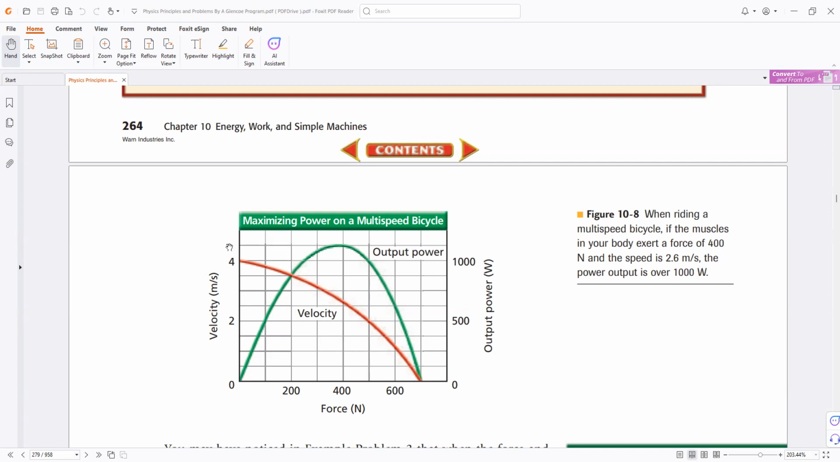If you check your maximum power on a multi-speed bicycle, everybody, the velocity is 4 meter per second, for example. If you are at 0 meter per second and the power keeps increasing, the force keeps increasing: 200, 300, 400. If you are applying the force of 400 newtons, then by the time your velocity is maximum and the power exerted is 1000 watt.